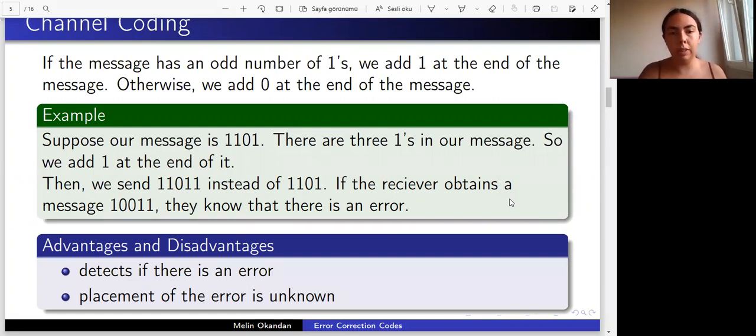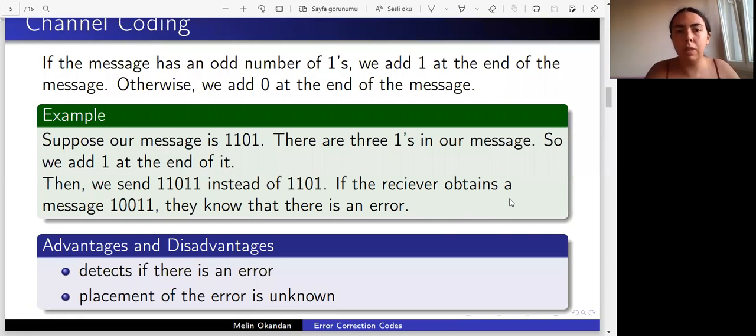Let's start with channel coding. How does this procedure work? Assume that we have a message that consists of zeros and ones only. If the message has an odd number of ones, we add 1 at the end of our message. And if it has an even number of ones, we add 0 at the end of the message. Let's look at this example.